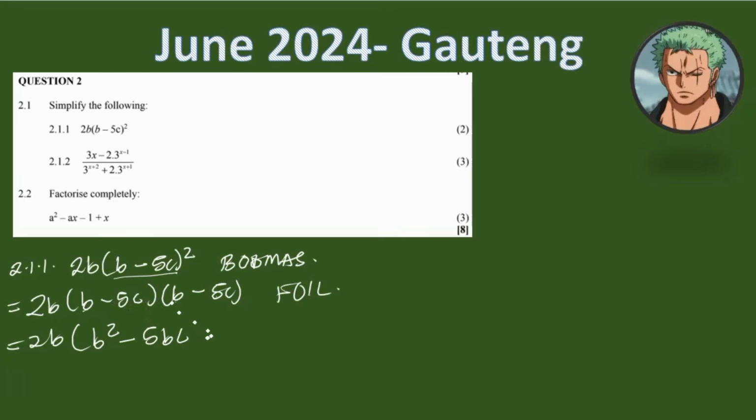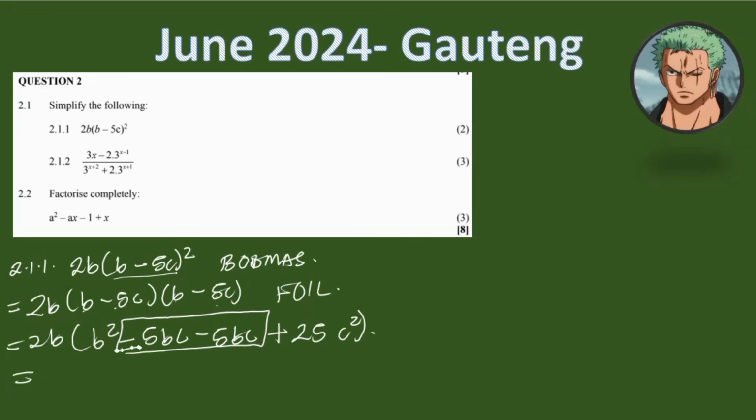Then you multiply inner terms, negative 5bc. Then you multiply last terms, negative and negative, that's a positive. 5 and 5, that's 25. C and c, that's c squared. Right? And then afterwards, we are not done here. We add the like terms, right?